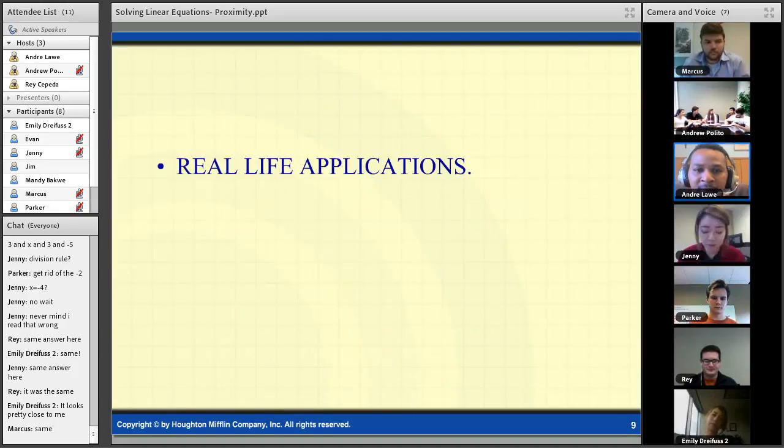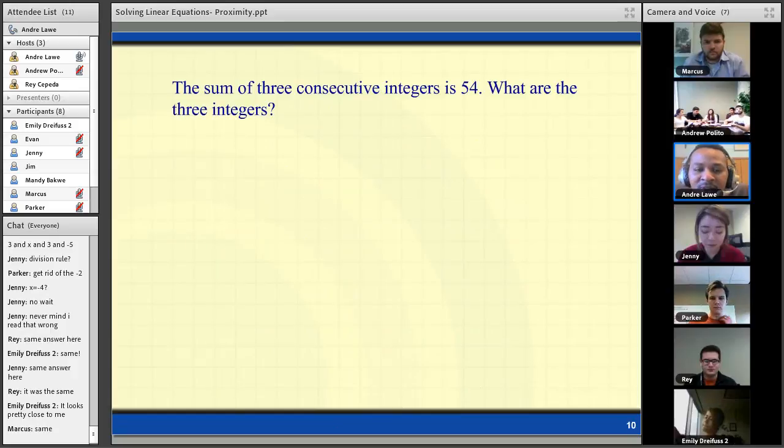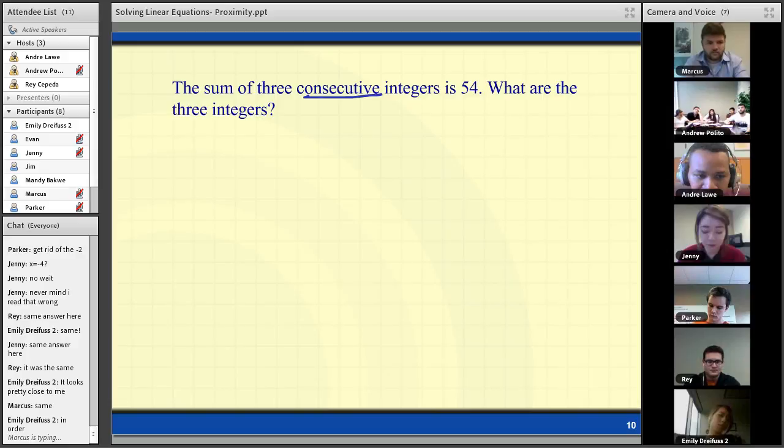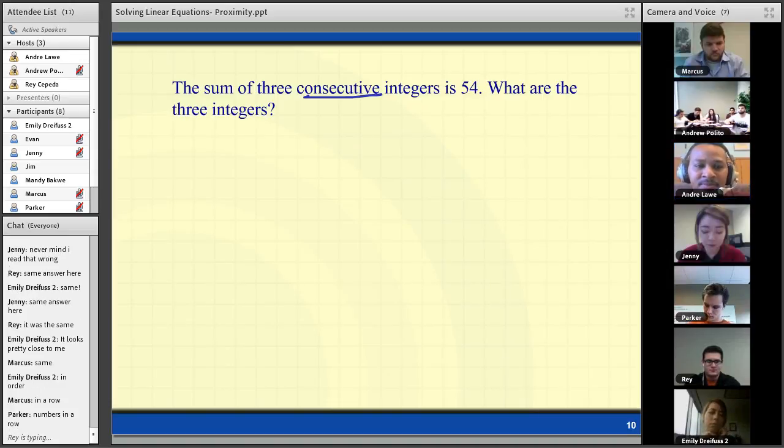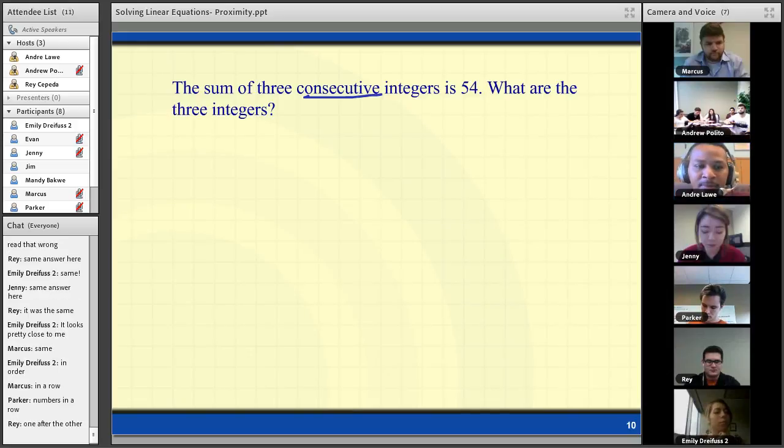All right. So I want to skip ahead just in the essence of time to some real world applications. This example says the sum of 3 consecutive integers is 54. What are the 3 integers? So let's break this word problem down. What does that word consecutive mean? Okay, markers in a row, one behind the other. Okay, one after the other.